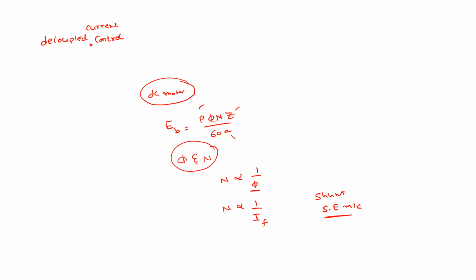There is another one. What is the relation for the torque? What is the formula for torque? You're aware of that: torque is proportional to phi into IA. It will be something like this, right? 0.159 Z phi IA into P by A. You remember this?